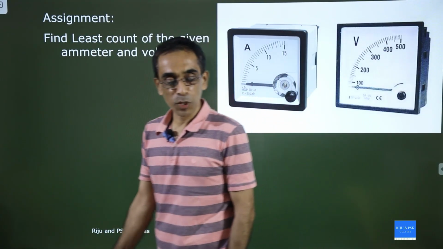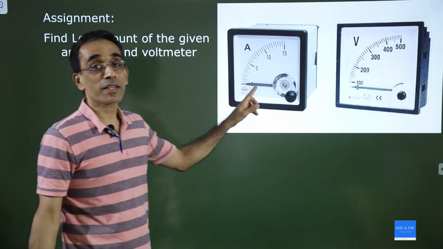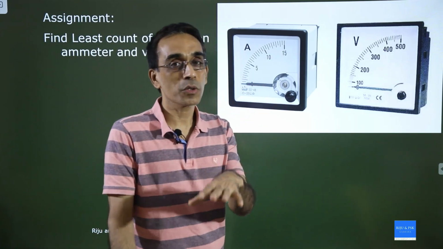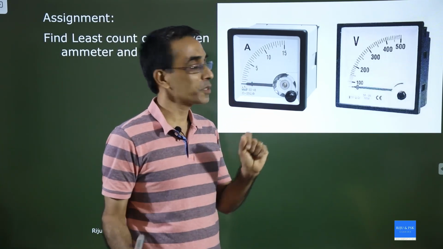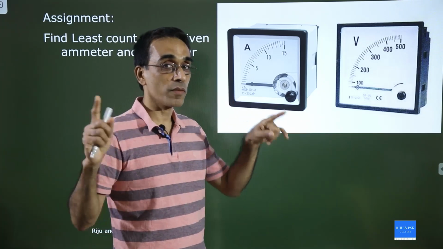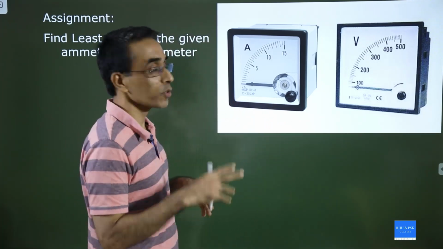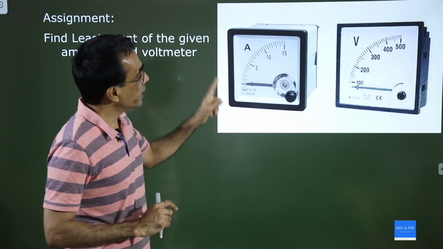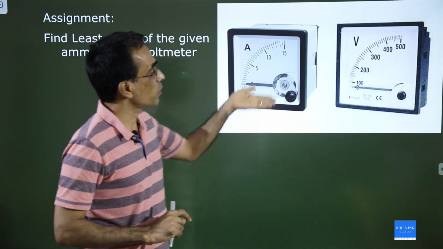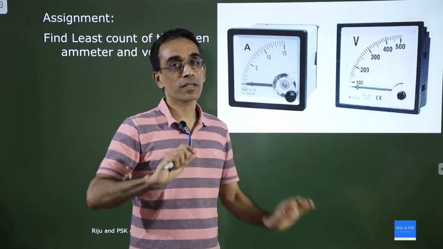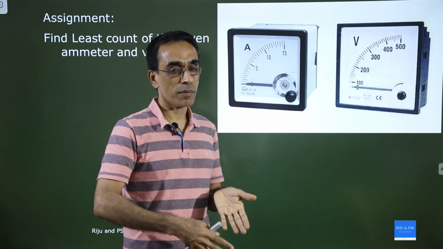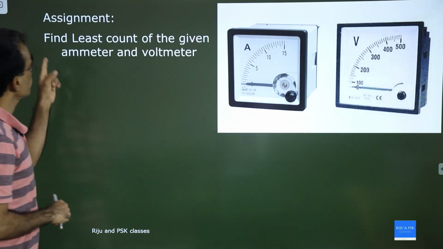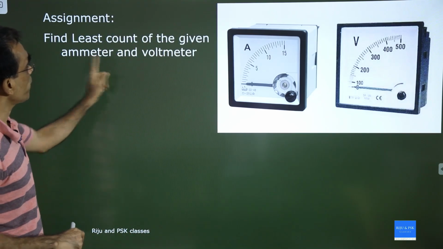What to do? There is an ammeter. What is an ammeter used for? How is it connected? An ammeter is used to measure electric current and it is always connected in series in a circuit, 10th standard. This is your voltmeter. What is the least count of this ammeter and what is the least count of this voltmeter? Find out. Find the least count of the given ammeter and voltmeter.